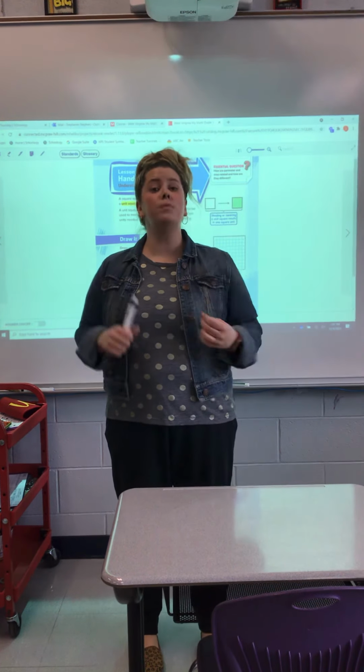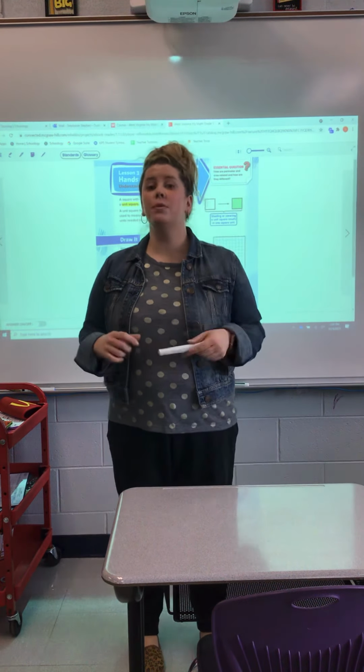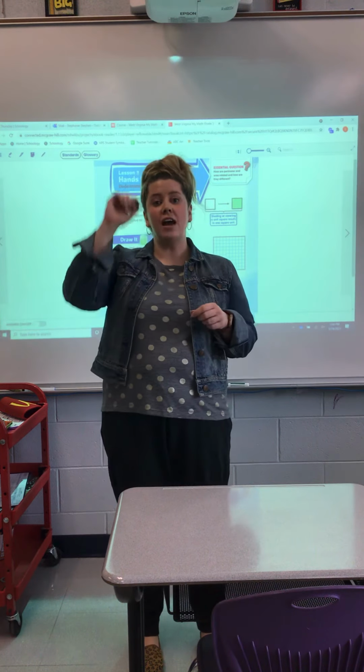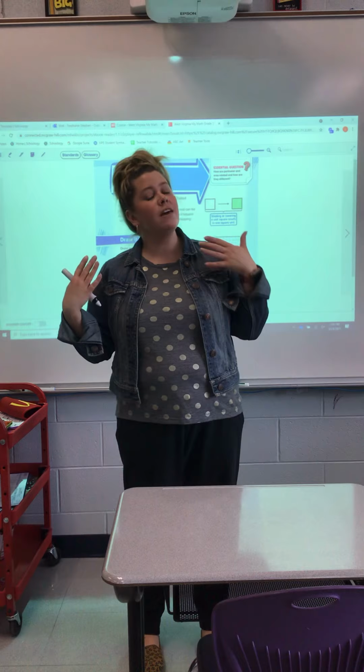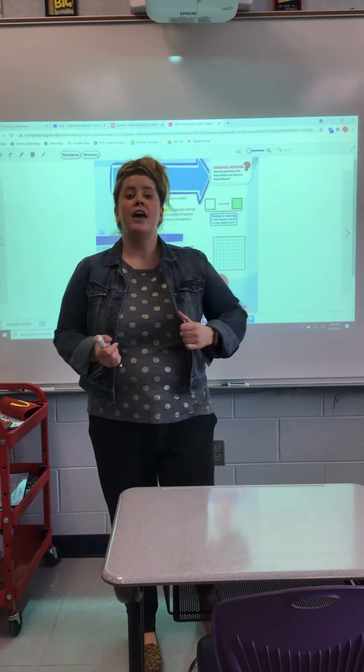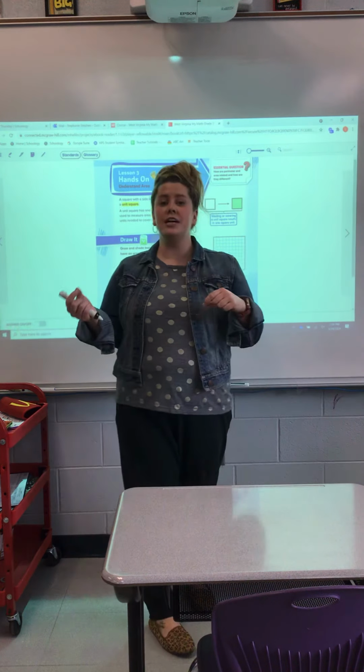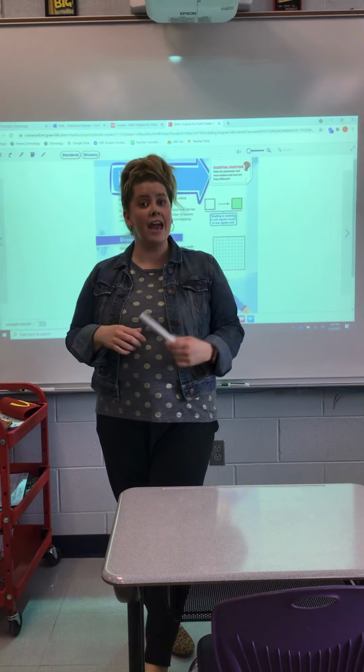For days we've been talking about perimeter, and we now know that perimeter is the outside of a figure. It's the distance around the outside. So we think of it like a fence around a yard. Today we're going to kind of change gears, and now we're going to introduce area.